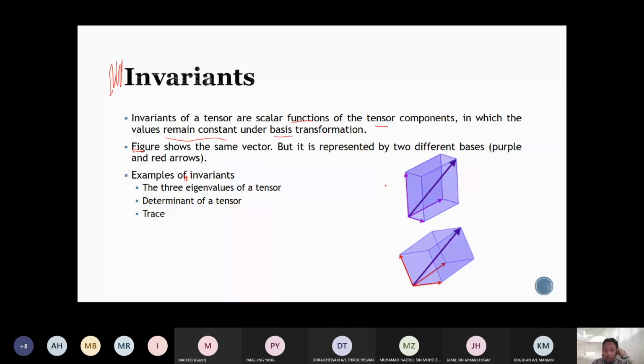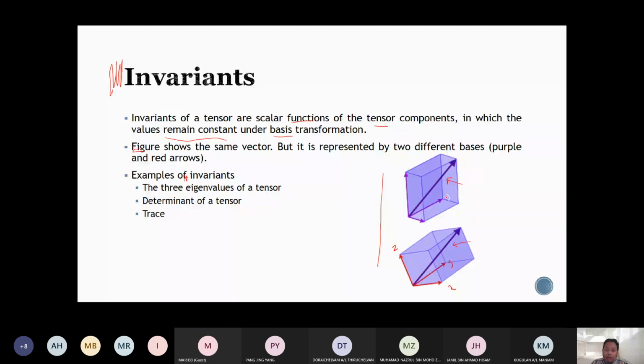So for example, if you look at this figure here, these two purple colored vectors are the same vector. Okay, they are the same, having the same magnitude and direction. But if you measure the vector using different coordinate systems, for example, if this one is XYZ, and then this one maybe you use a cylindrical coordinate system, for example. I don't know if you have studied this or not.